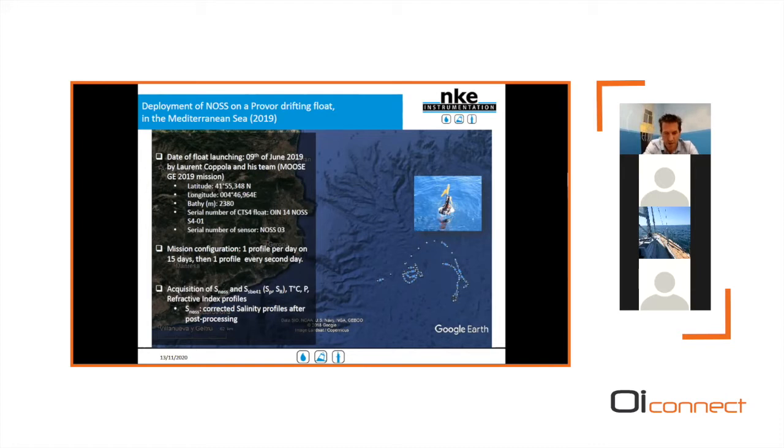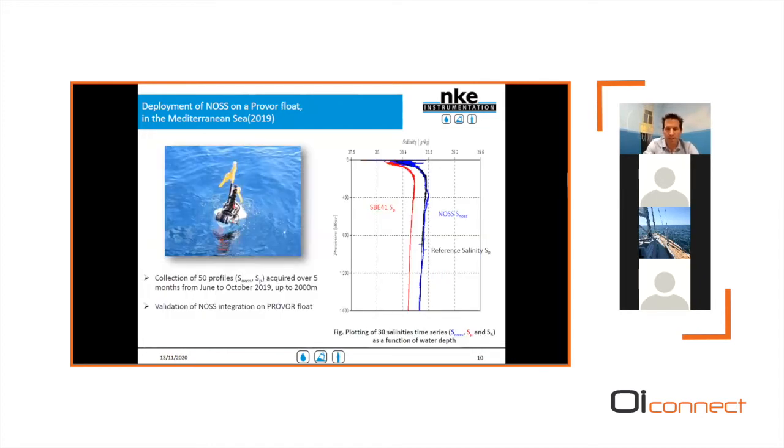So we acquire salinity with the NOSE sensor, and we compare this salinity with the SBE 41 as a function of SP. We calculate SR, and we compare the SR determined by the SBE 41 and the NOSE sensor. We also acquire temperature, pressure, and refractive index profiles. Look here, we collected 50 profiles. I just represent 30 salinity time series with the NOSE sensor.